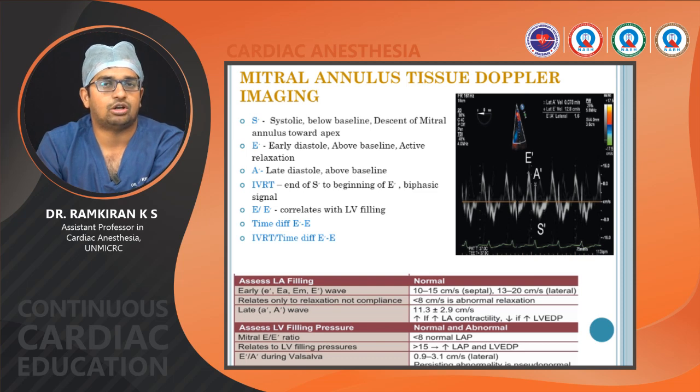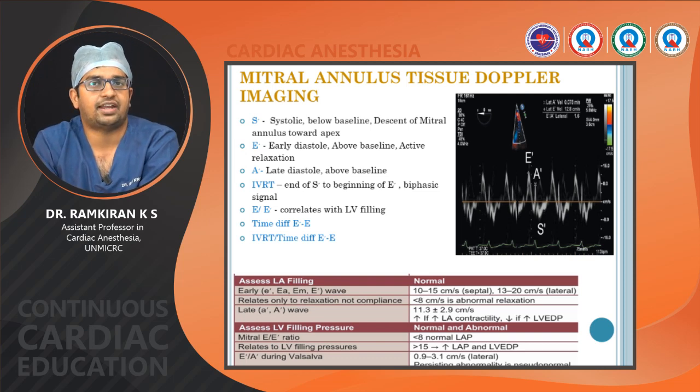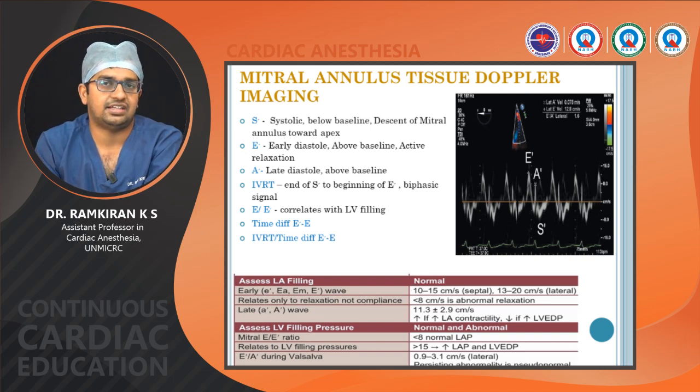Then A prime value, the normal value is around 11.3. It increases with increased LA contractility and decreases with increased left ventricular end diastolic pressure.